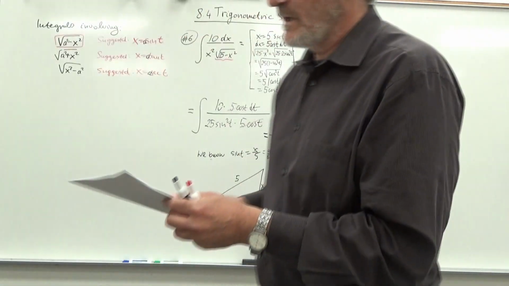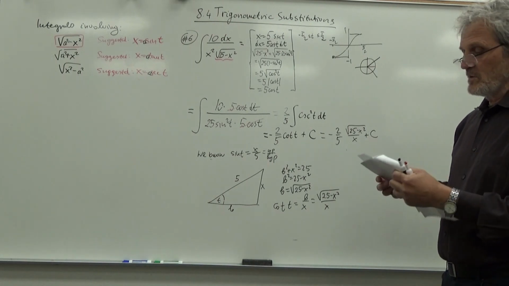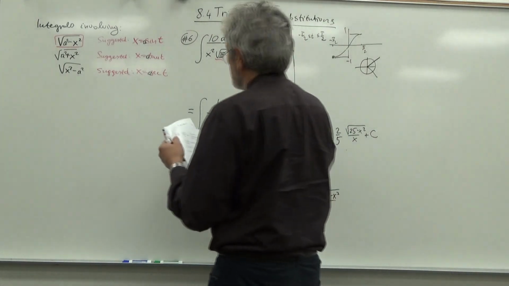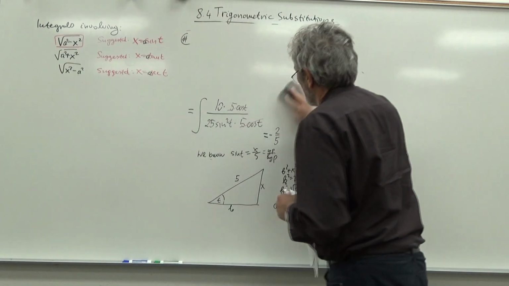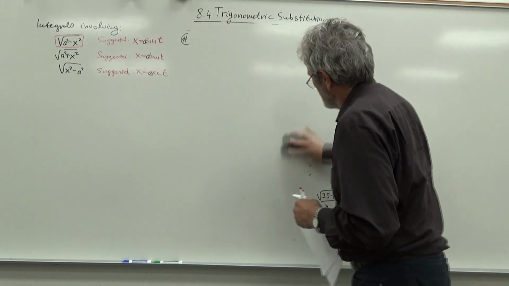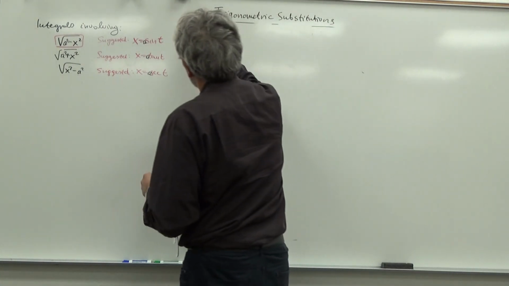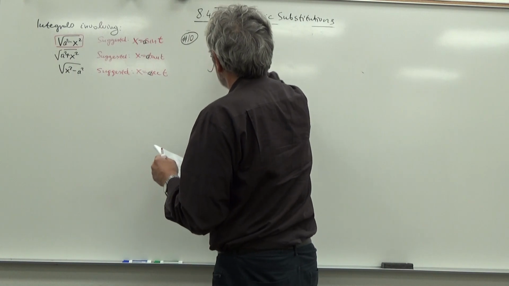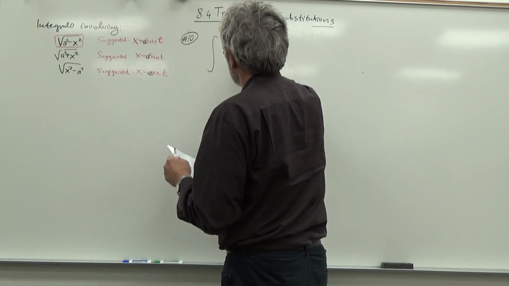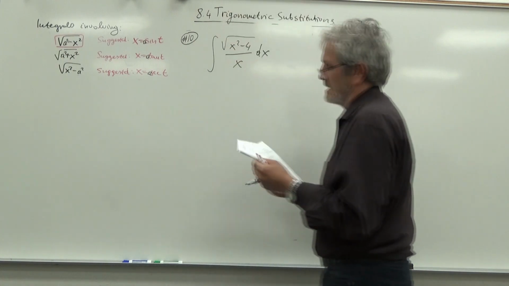All right, so that was our first problem with this idea, and then we'll keep going with similar problems. The whole section has this flavor. So problem number 10: integrate the square root of x squared minus 4 over x dx.